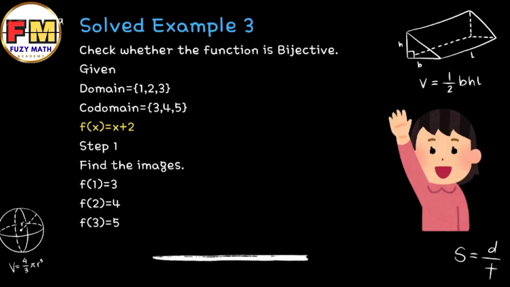Solve example 3. Check whether the function is bijective. Given domain is the set of the elements 1, 2 and 3. Codomain is the set composed of the elements 3, 4 and 5. f(x) is x plus 2. Step 1. Find the images. f(1) is equal to 3, f(2) is equal to 4, f(3) is equal to 5.